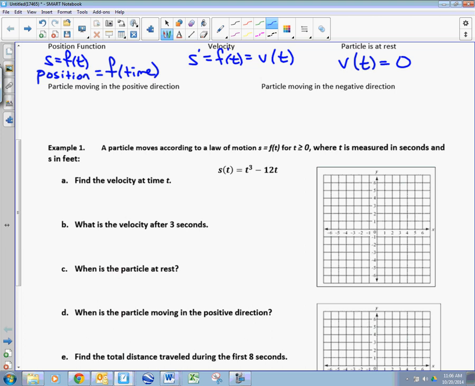Particle moving in the positive direction means that the velocity is positive, so v of t is greater than 0. If you're looking at the graph, what does it mean for the graph to be greater than 0? Above the x-axis. Particle moving in the negative direction would mean v of t is less than 0, or below the x-axis.